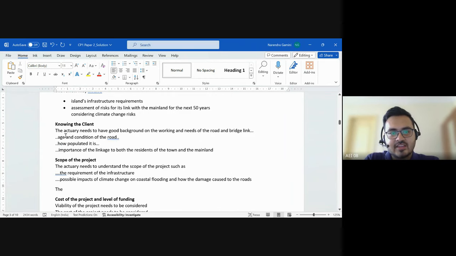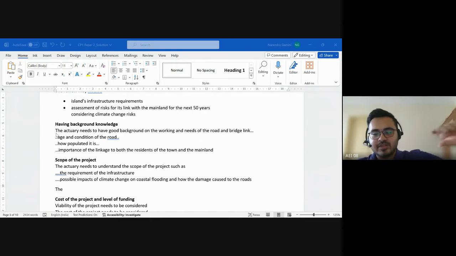Knowing the client, within this, I think it doesn't really make that big a sense. You can potentially have a better understanding. But having background knowledge is probably a better point to write within this. So you need to get sufficient background knowledge of it, and knowing the client can be a different thing, or it can be a part of your answer over here as well.